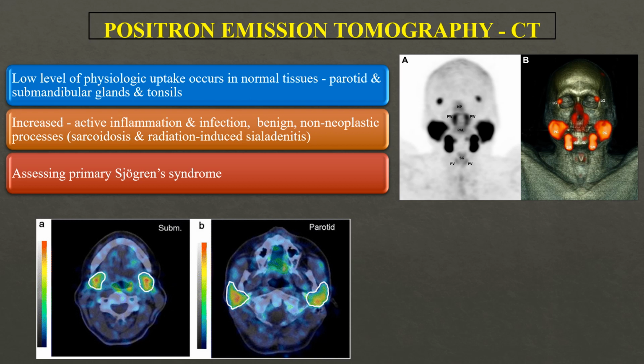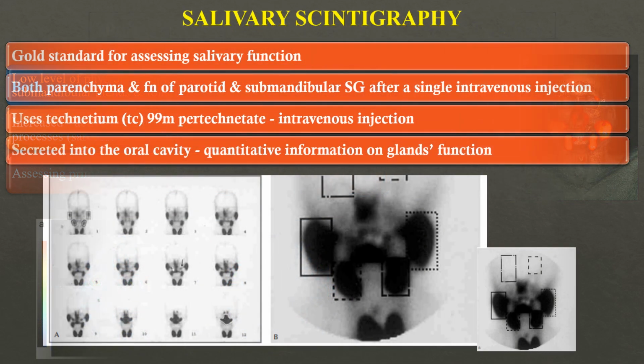PET CT. Generally, a low level of physiologic uptake occurs in normal tissues like the parotid, submandibular glands, and the tonsils. But this level is increased in cases of active inflammation and infection in benign and non-neoplastic processes like sarcoidosis and radiation-induced sialadenitis. And it is also useful for assessing primary Sjogren syndrome. Here we can see a PET CT showing the normal parotid and the submandibular glands. This is the normal PET scan.